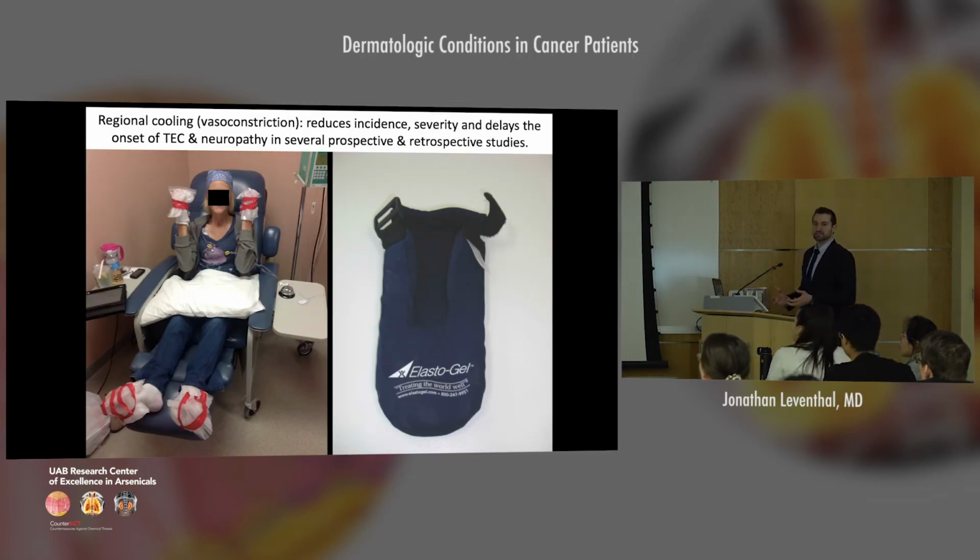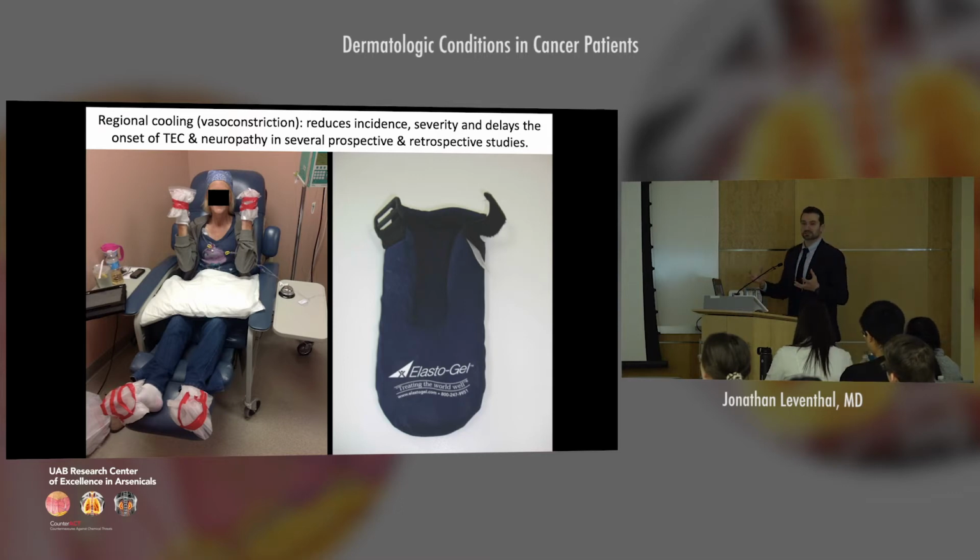And so there's mounting evidence that regional cooling can actually reduce the incidence and the severity and increase the latency of onset of TEC. And so some patients will buy these Elastogel frozen gloves and socks. Others are more crafty, and they'll just use a hazard bag with ice and duct tape around their hands and feet, and that also works. Interestingly, other studies outside the derm literature have shown that regional cooling can reduce the incidence of neuropathy as well, which can be very debilitating.